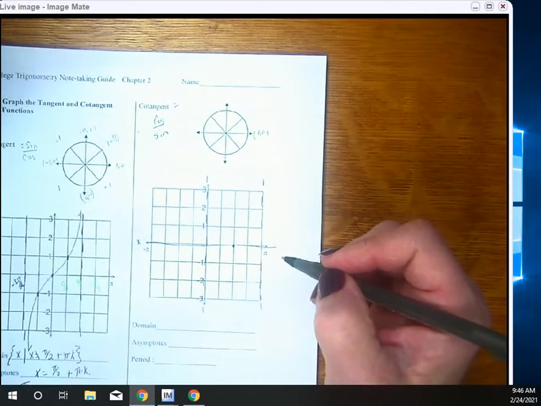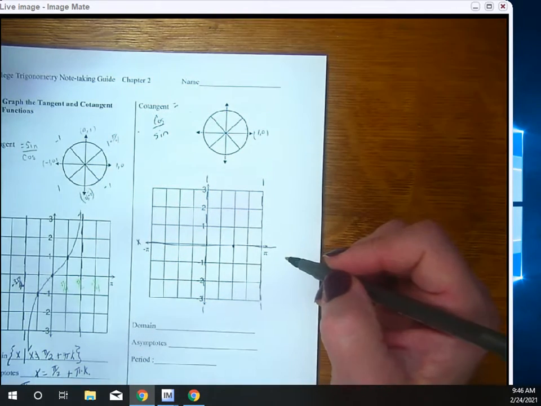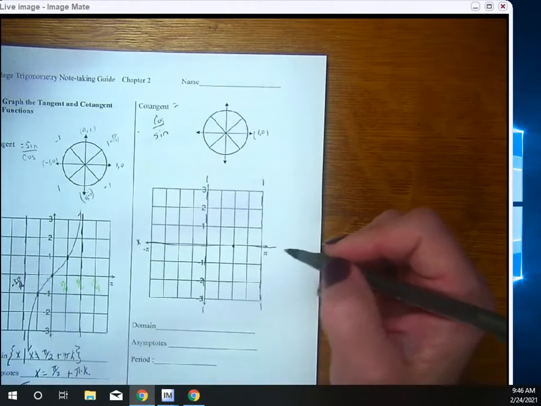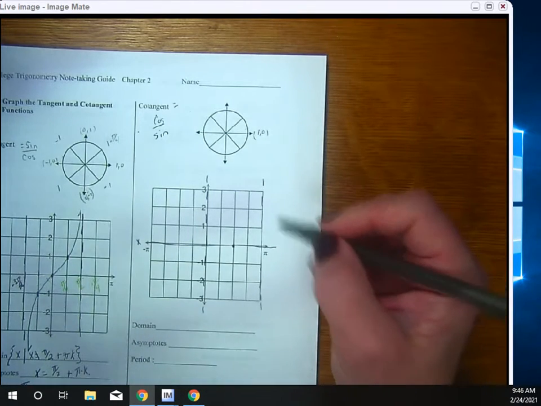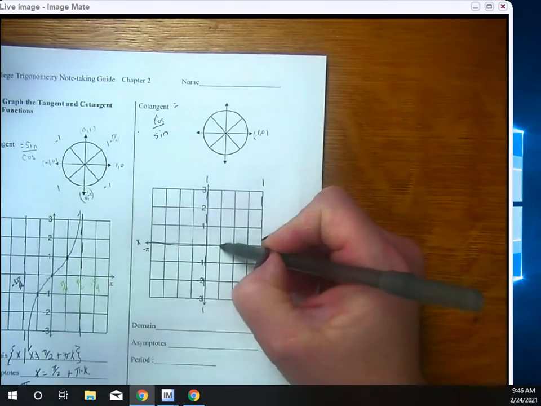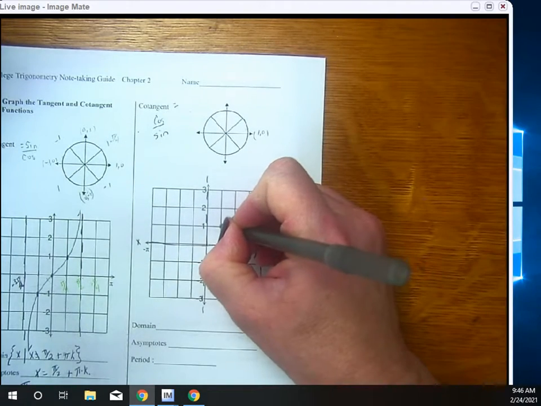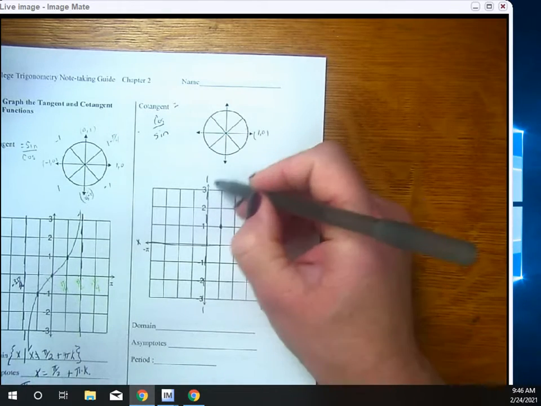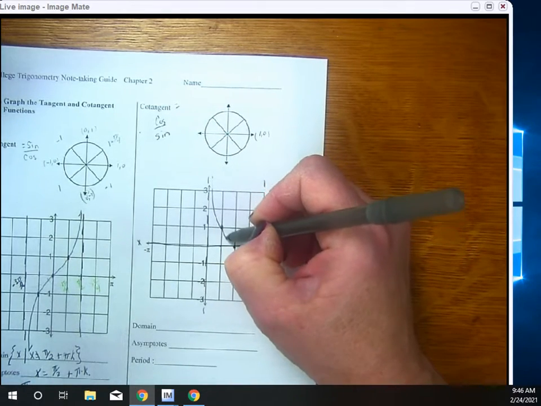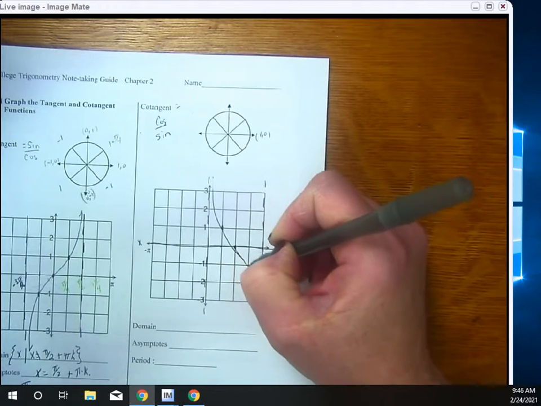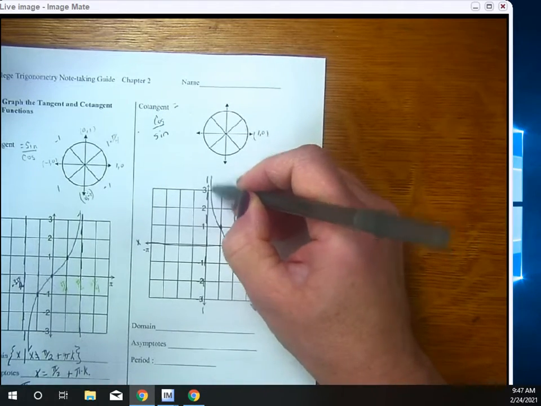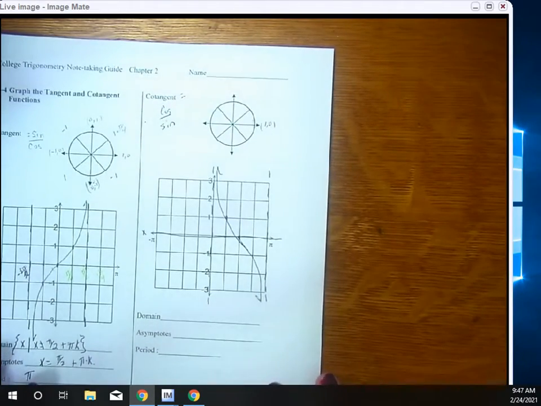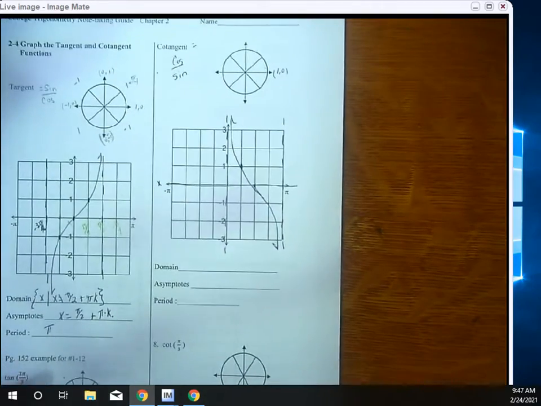When I am doing the cotangent graph, the cotangent at pi over 4 is positive, so the 1 is here. And when I get to this side, it's negative. So it looks like a reflection of the tangent graph.